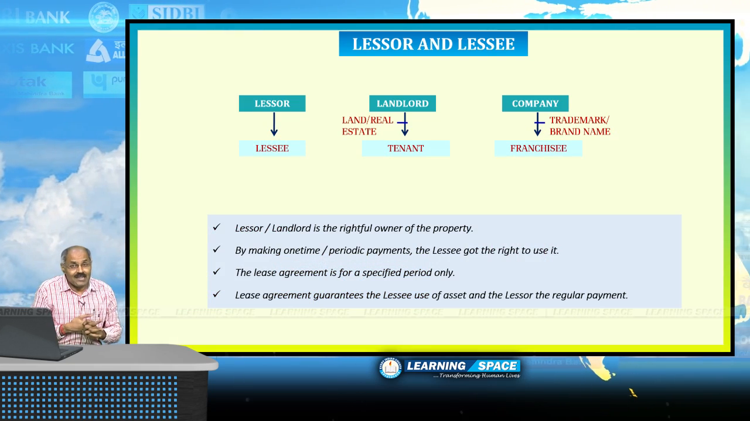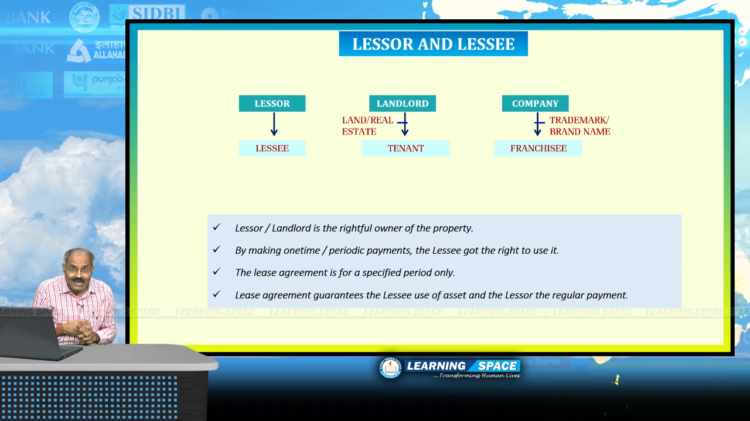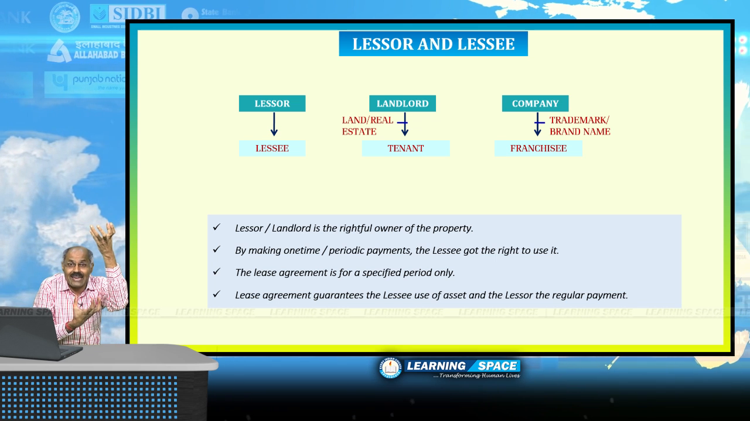Let us look at lessor and lessee. The relation between lessor and lessee is landlord and tenant.